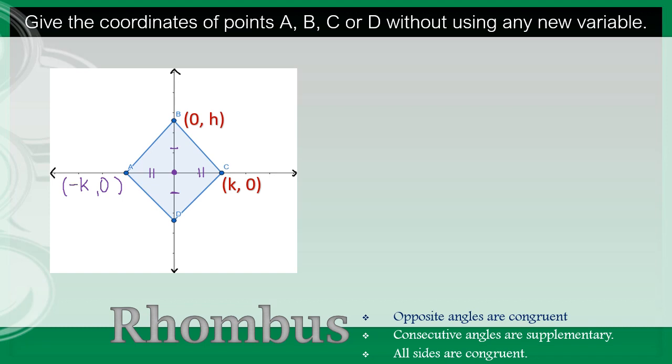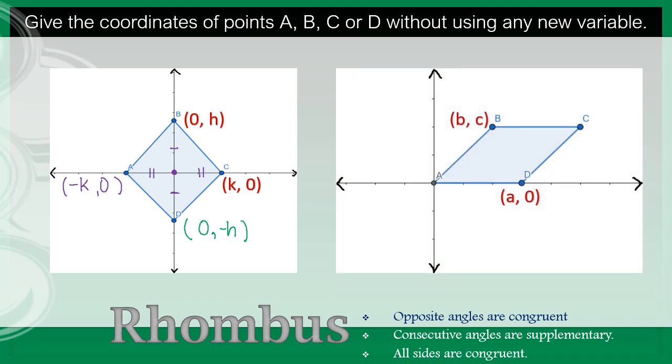And we're done. Okay, how about our point D? So of course it is paired with point B. And now, same idea, since point D lies on the y-axis, therefore let's start with the 0 x-coordinate. And again, point B and point D are equidistant from the origin, therefore it is h units as well. But then, since point D is located at the negative y-axis, therefore it should be negative h. And we're done.